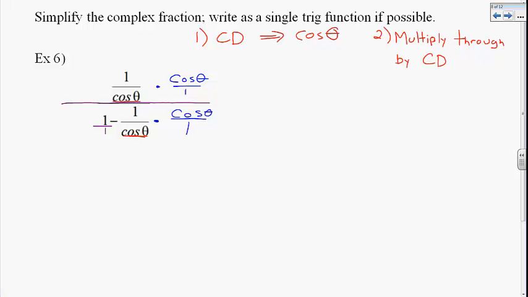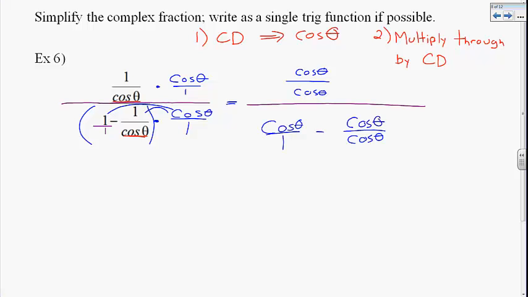To avoid confusion, make sure that you place parentheses or brackets around the expressions that have multiple terms, such as in the bottom of our complex fraction. This will also help you to remember to distribute properly. Next, we rewrite the results of multiplication in the top. We get cosine theta over cosine theta. And in the bottom, if we have distributed correctly, we should get cosine theta over 1 minus cosine theta over cosine theta.